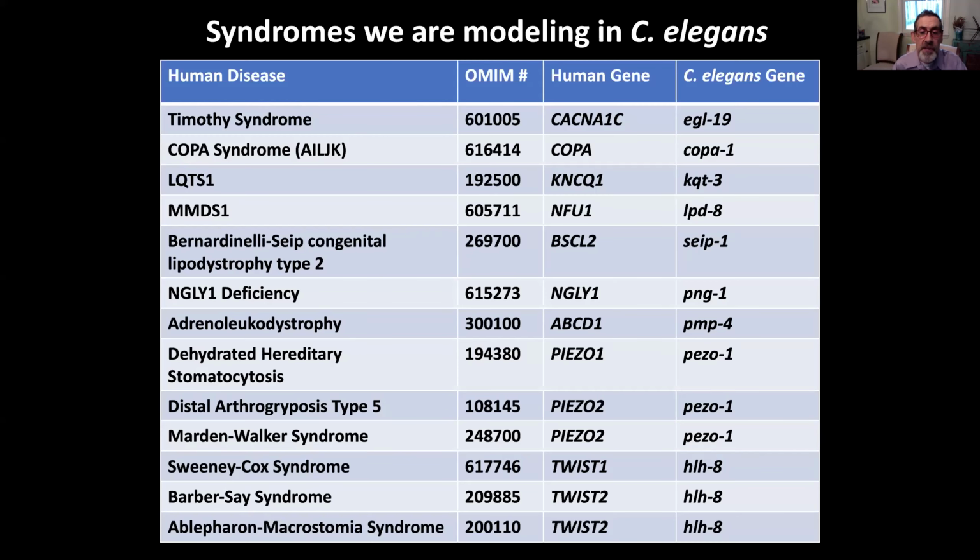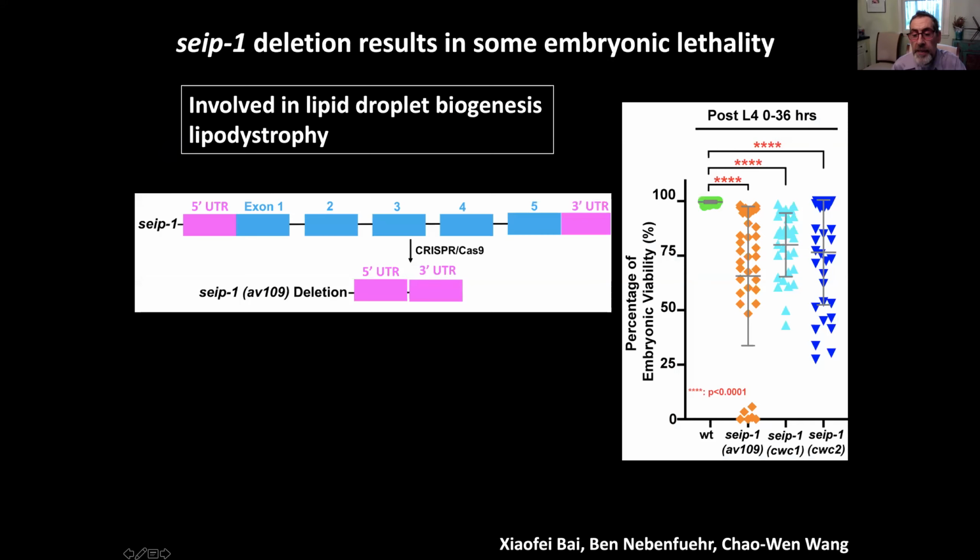So these are some of the syndromes that my lab has started to work on. There's a full range of cardiac arrhythmias to autoimmune diseases to lipodystrophies, and down here in the bottom 3, we've even worked on some craniofacial diseases. And so I think that for many of these, you can see it wasn't hard to find the worm ortholog. So I just want to give 3 quick examples of some of the things we've been able to do. CPIN is a gene that's involved in lipid droplet biogenesis.